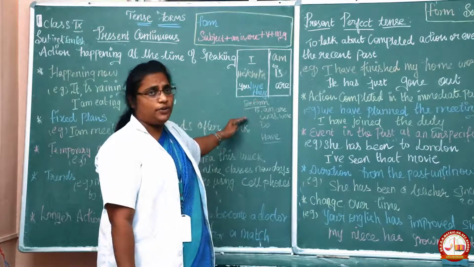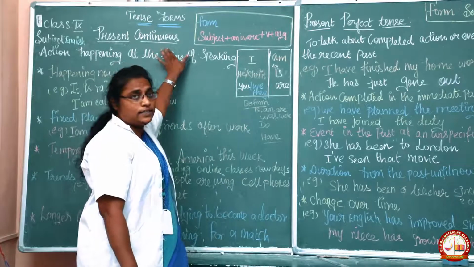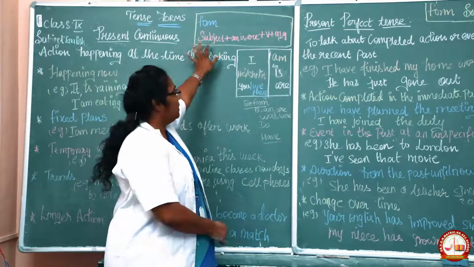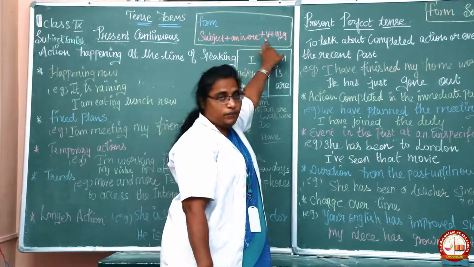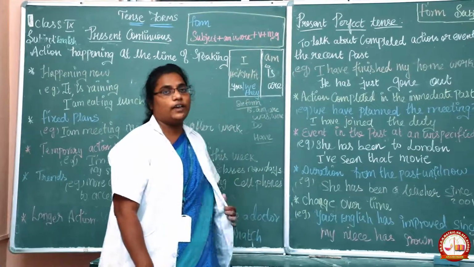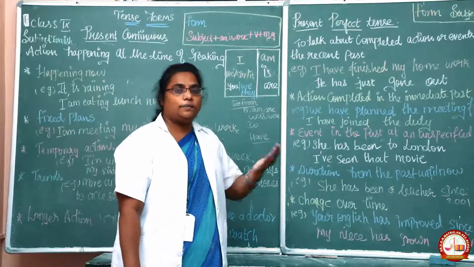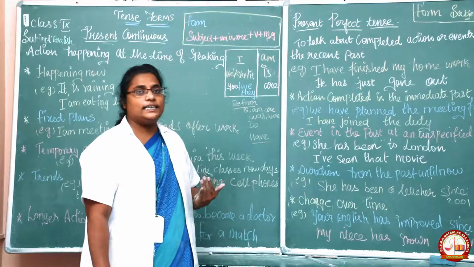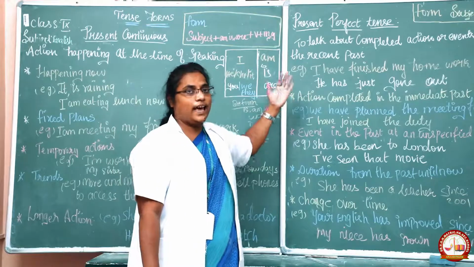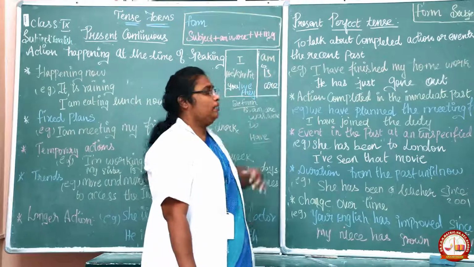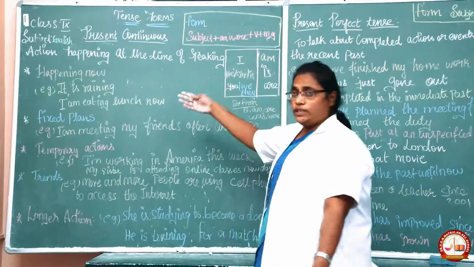But in present continuous tense, what is the formation of present continuous? This is the form: subject, am, is, or are, that is be form verb, then main verb plus ing. So what is the formation of present continuous? Subject plus be form verb, that is, am, is, or are, then main verb plus ing, adding ing to the main verb. In what are all the cases will we be using this present continuous?